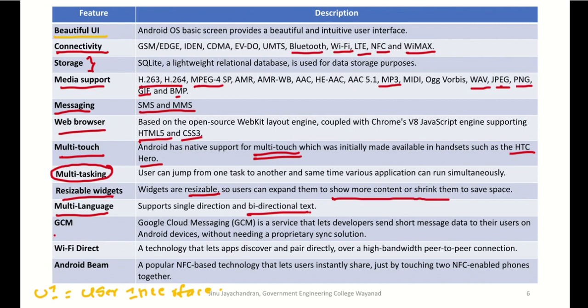Now GCM is a feature called Google Cloud Messaging service that lets developers send short message data to their users on Android devices without needing a proprietary sync solution.